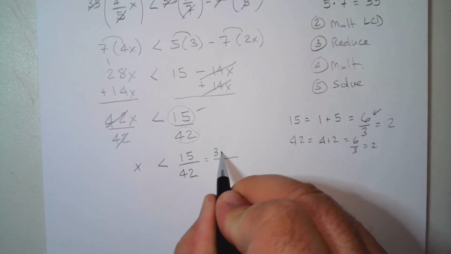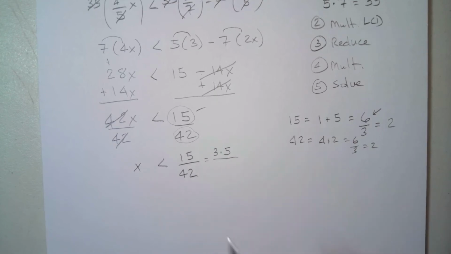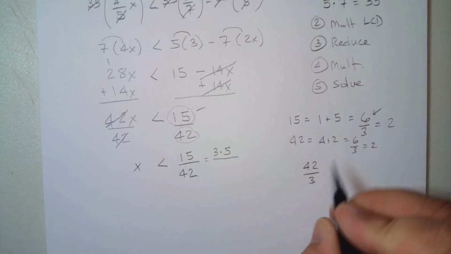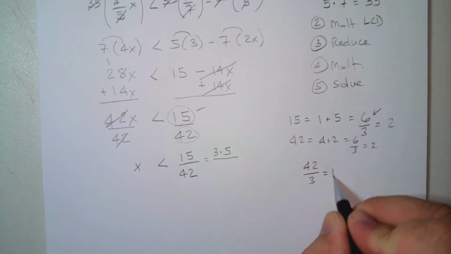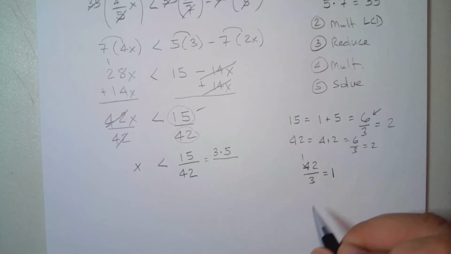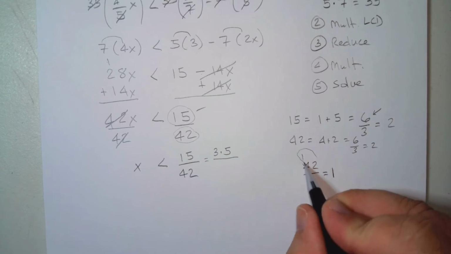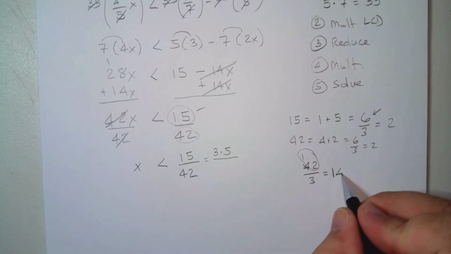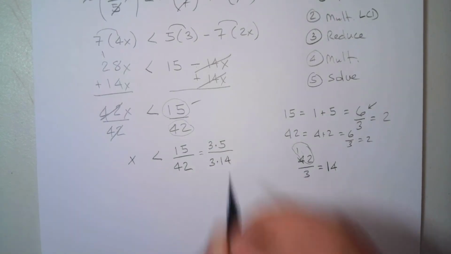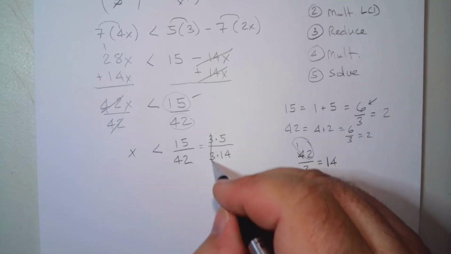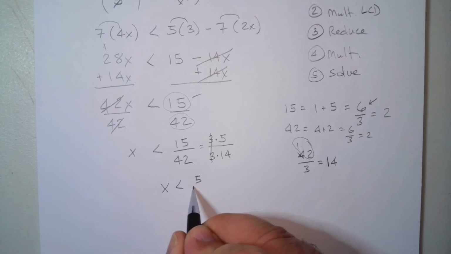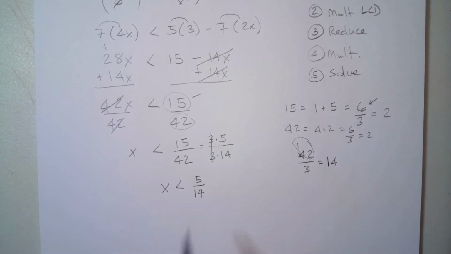15 is made up of 3 times 5. 3 goes into 42. 3 fits into 4 one time, with 1 left over. 3 fits into 12 4 times. So it's 3 times 14. The 3's cancel, so our final answer is x is less than 5 over 14.